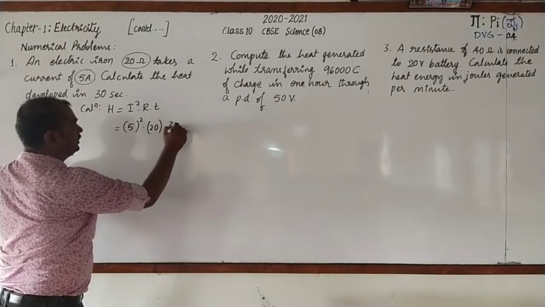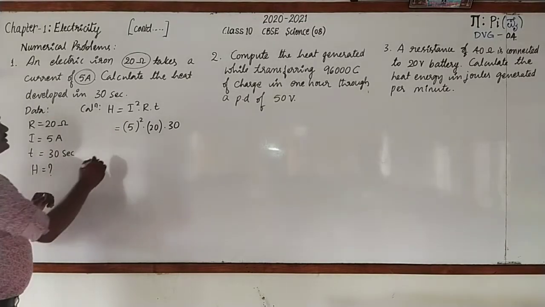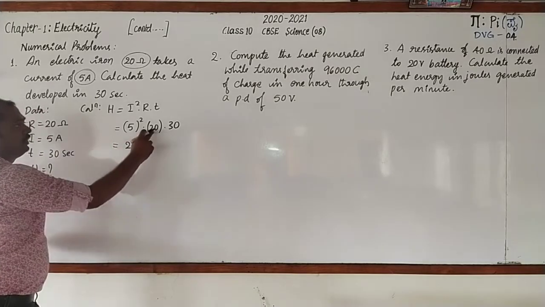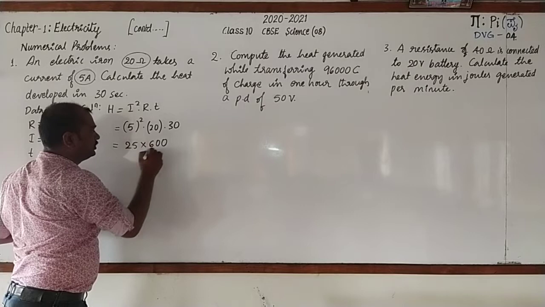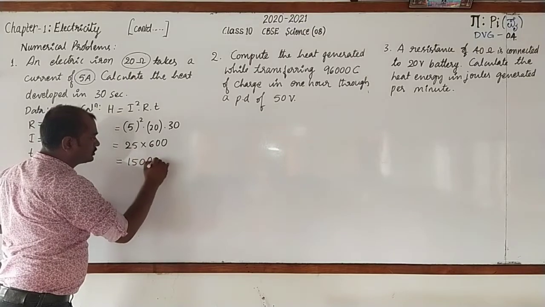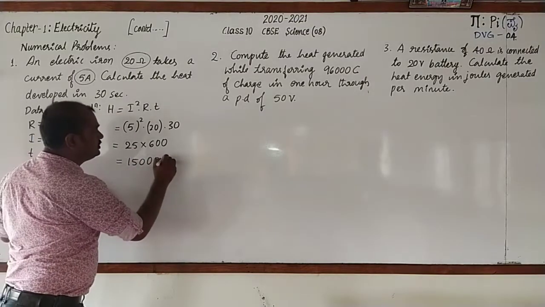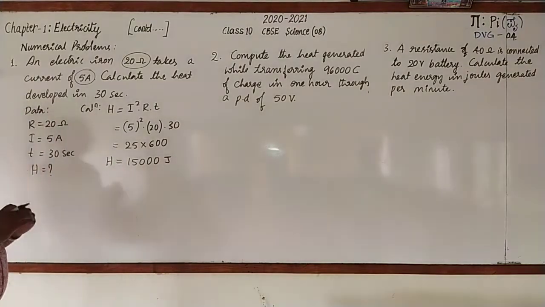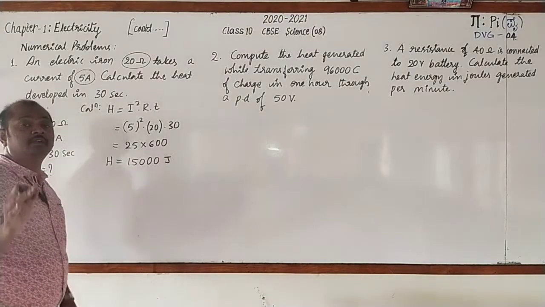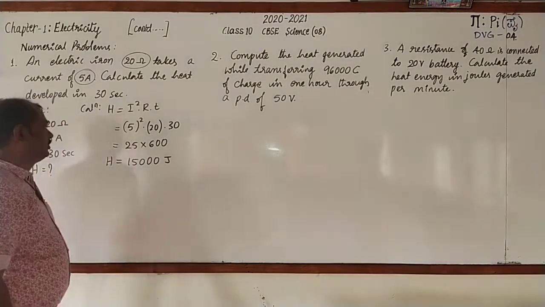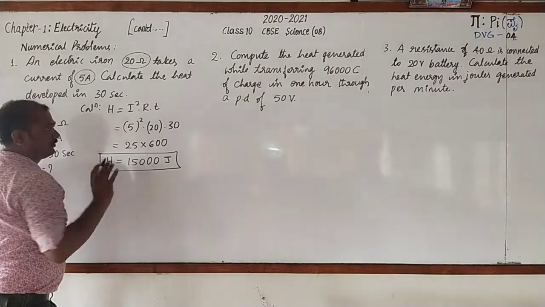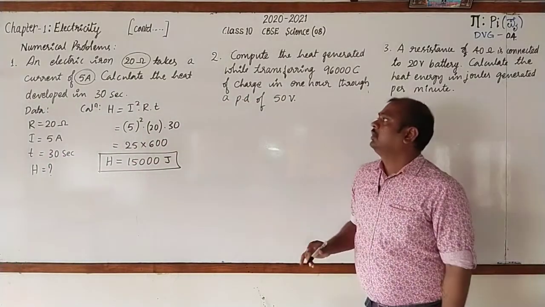It is 30 seconds. This is equal to, what is 5 square? 5 square is 25. 20 into 30, 2 3s are 6 and 2 zeros. It is equal to, now 25 6s are 150 and 2 zeros. So 15,000 joules. The amount of heat developed, heat generated in the circuit is 15,000 joules. You can also write it as 15 K, that is 15 kilo. Or you can write 1.5 into 10 raised to the power 4 joules. Understood? Okay. Now come to second one.